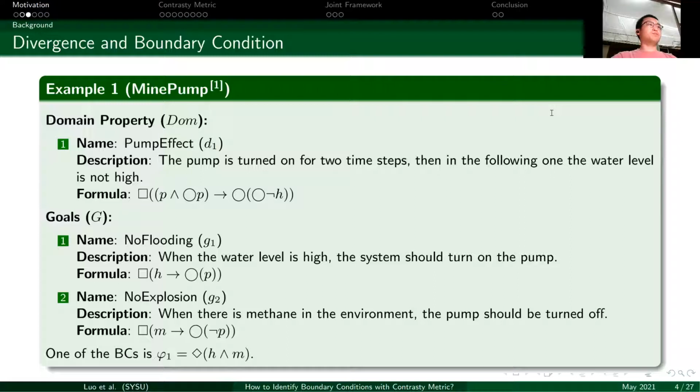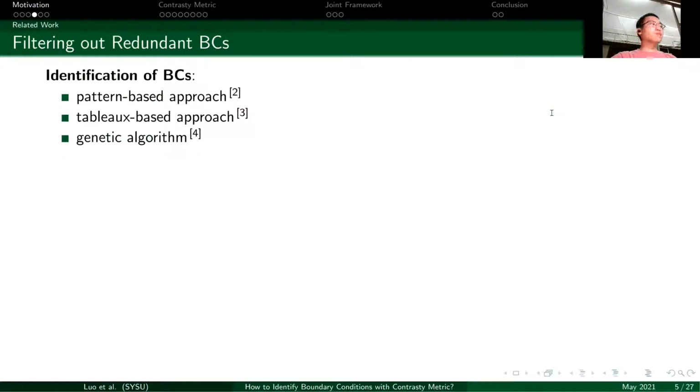We can find the BC for phi 1. It captures the circumstances where the high water level and the methane occur at the same time in the future. Under this situation, the two goals are unsatisfiable simultaneously. Identifying the BC is the first stage in the goal conflict analysis.